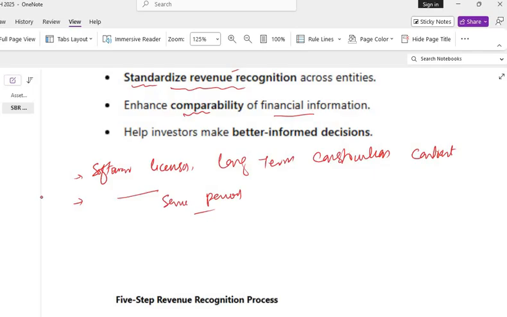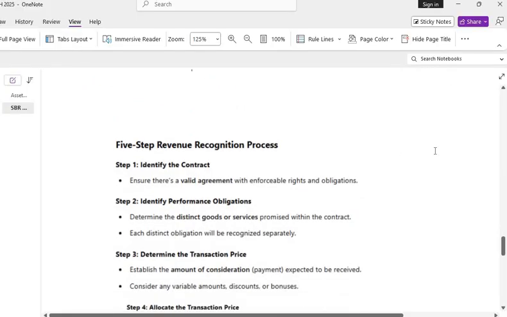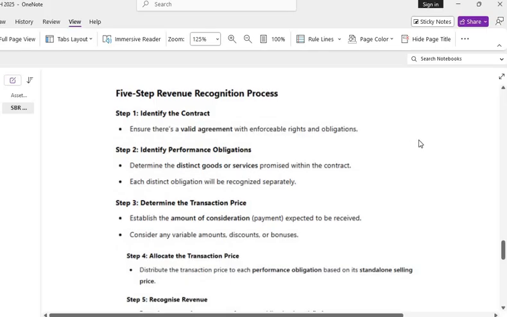So IFRS 15 is actually a better revenue standard issued in 2014, as I have discussed, and this will give comprehensive detailed rules for recognizing revenue and improving consistency and comparability between the companies. Now let's discuss the steps that we will follow to recognize the revenue, and there are 5 steps which you have to be clear with.